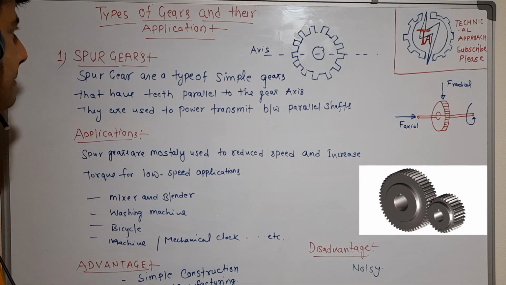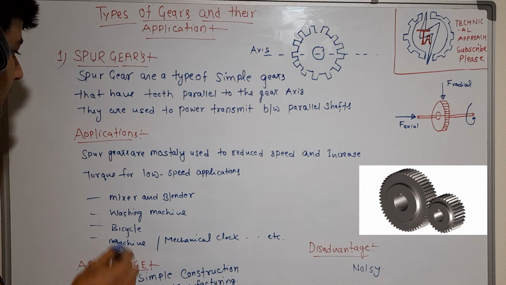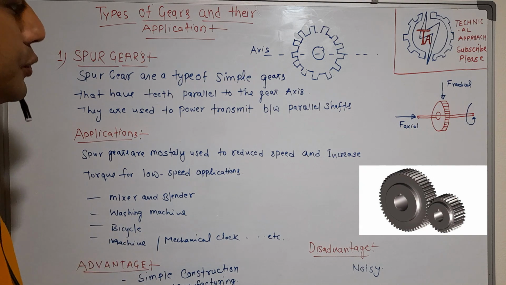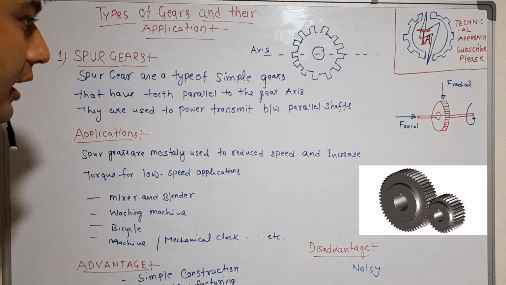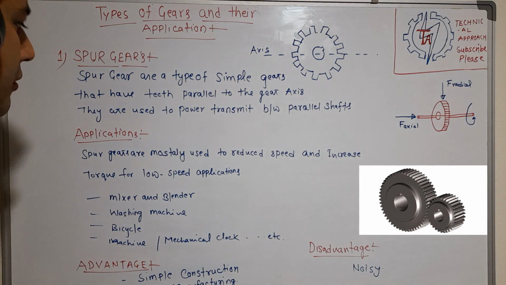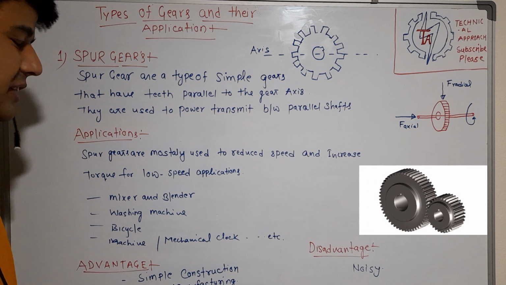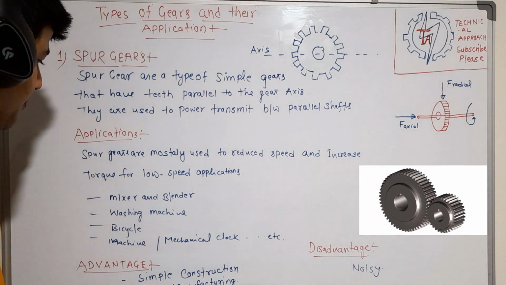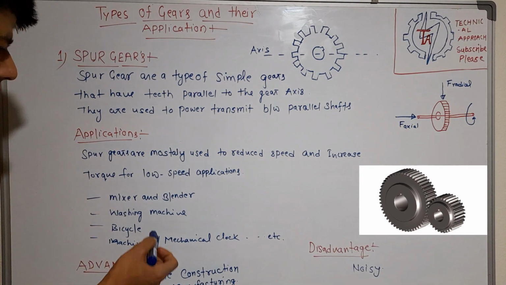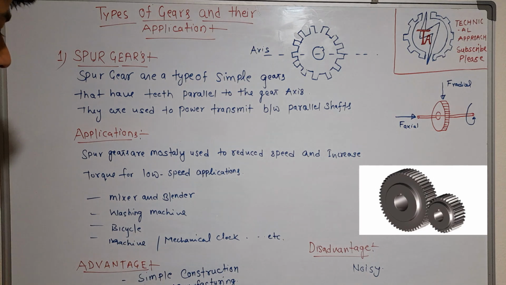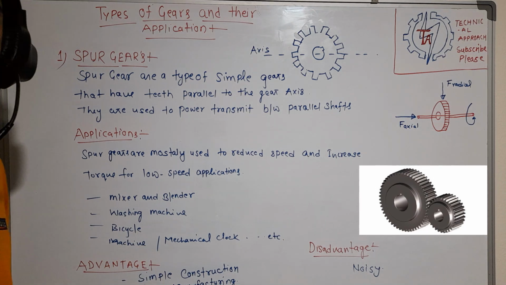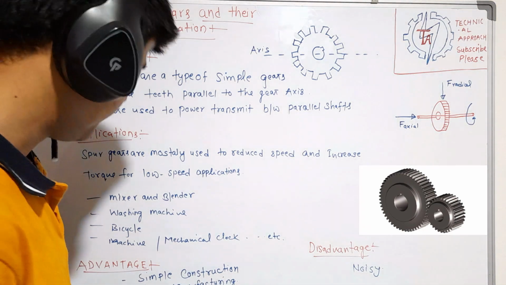Applications of spur gears. Spur gears are mostly used to reduce speed and increase torque for low speed applications. Their uses: mixer and blender, washing machine, bicycle, machine and mechanical clock, etc.